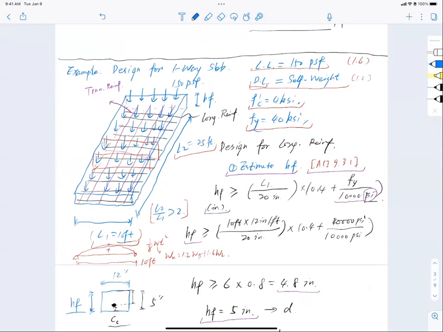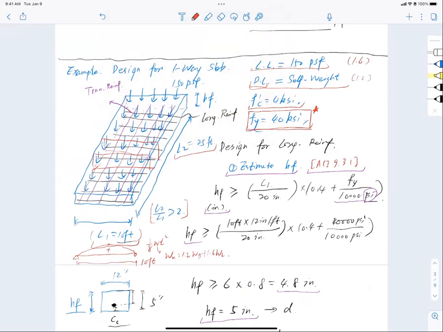And one thing I want you to keep in mind, if you pay attention in exam, is that the yield strength for the one-way slab is always lower than the longitudinal reinforcement for the beams. Usually for the beams, we're talking about 60, 75 KSI, but for one-way slab, usually 40 KSI. Okay, so that's something you should remember.